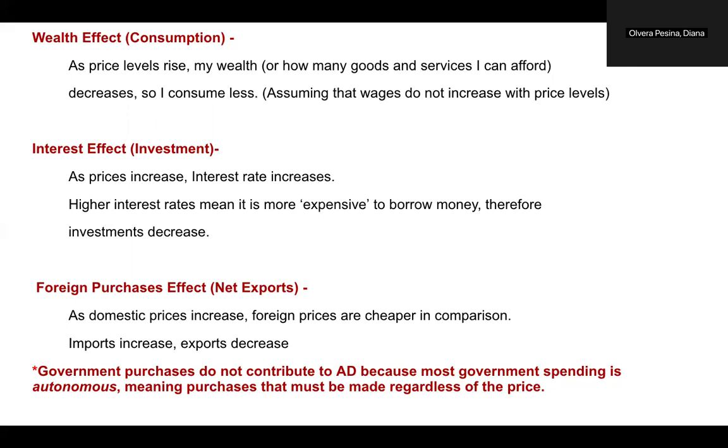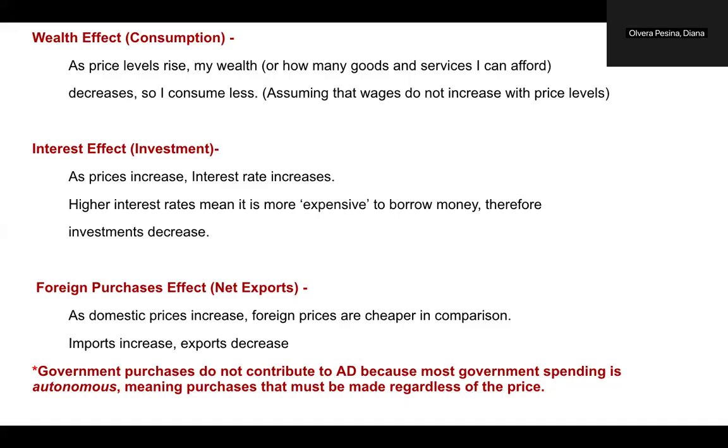And lastly, my foreign purchases effect, which is my net exports portion of this: as domestic prices increase, foreign prices are cheaper in comparison. So whereas I could buy a car in the United States for $50,000, I could import one from China for $20,000, which means I'm probably going to import and my overall exports are going to go down. So imports increase, exports decrease.